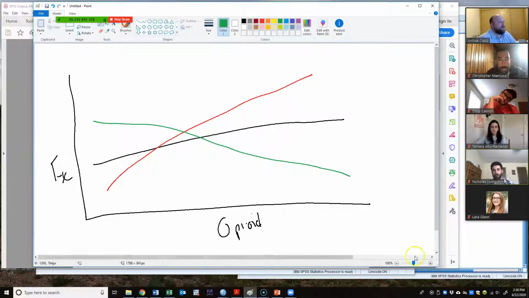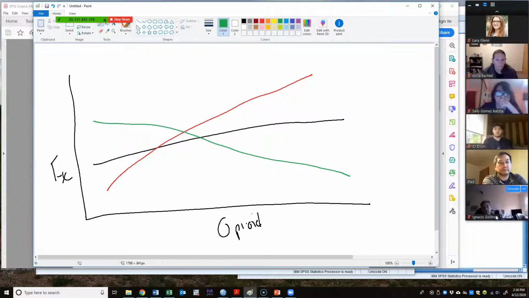What type of error would we have? What type of violation of our assumption would result in us missing what might be a very important association between opiate use and functioning? Yeah, CJ? Type 2. Okay, yeah. It would be a type 2 error.